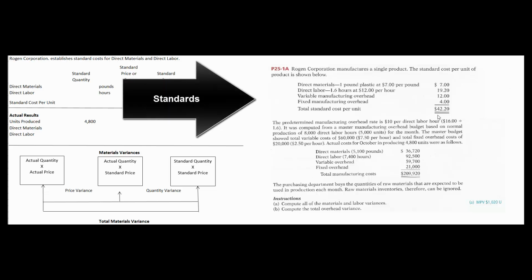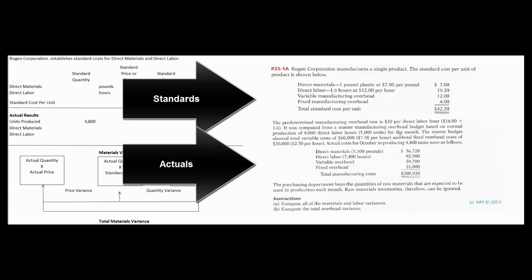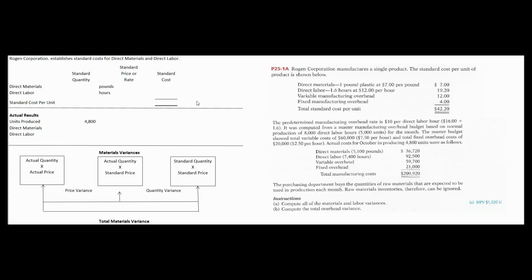So here it tells us these are our standard costs per unit, and then it gives us the actual cost per unit. So first of all, let's just fill out the standard stuff up here. We'll look at materials and labor first. It tells us that we're supposed to use 1 pound of plastic at $7 a pound. So each unit should have a materials cost of 1 times 7 or $7. As far as labor goes, we're supposed to use 1.6 hours at $12 per hour. So our labor cost should be $19.20 per unit for a total of $26.20. So those are our standards.